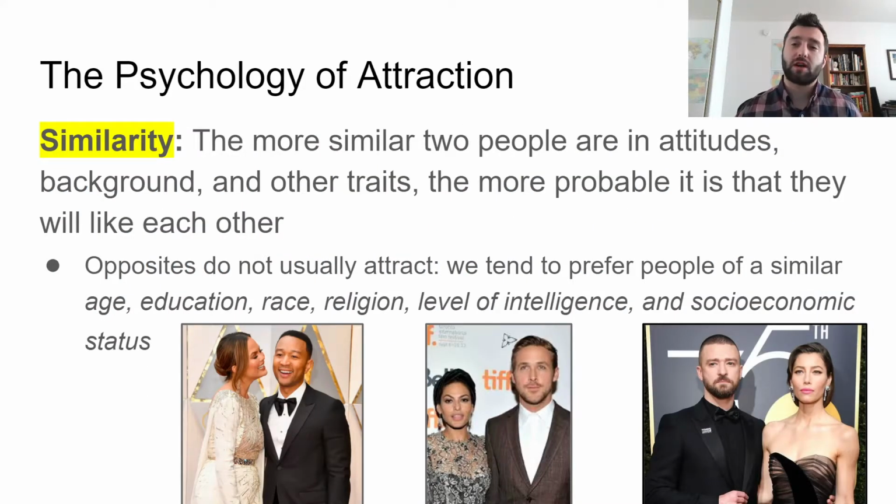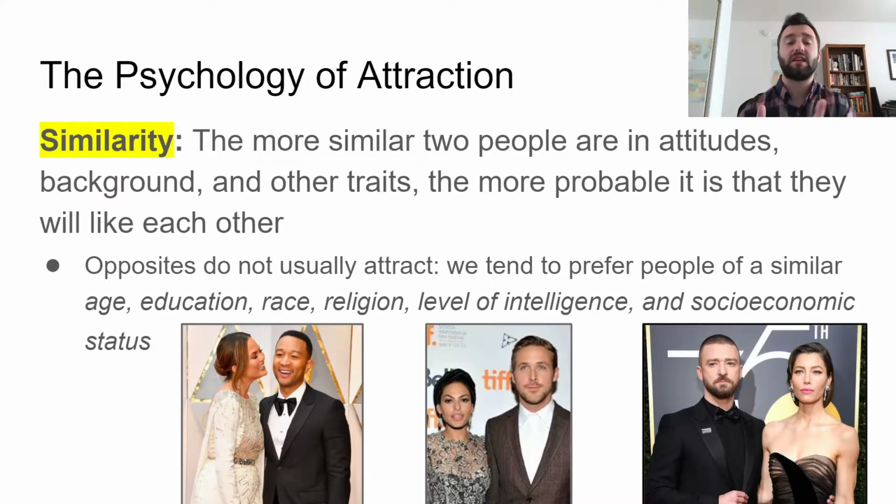The next thing we have when we're talking about the psychology of attraction is similarity. This is actually an interesting one because a lot of times people tend to think the opposite, or at least there's a little saying, right? But the reality is the more similar two people are in attitudes, backgrounds, traits, even physical attractiveness, the more probable it is that they will like each other, okay? There's this idea that opposites attract. I'm sure a lot of people have heard that saying before. The reality is that's not true at all. Opposites do not attract each other. Similarities attract people.